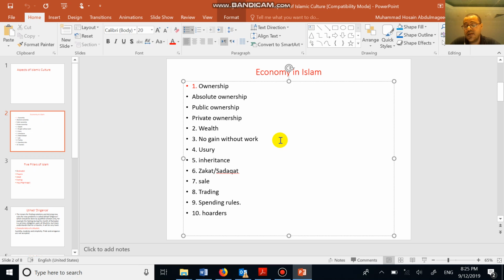Now, sadaqat, it's exactly the same. Anything you do, it's a charity. Anything you do other than zakah for poor people. Of course, sale.